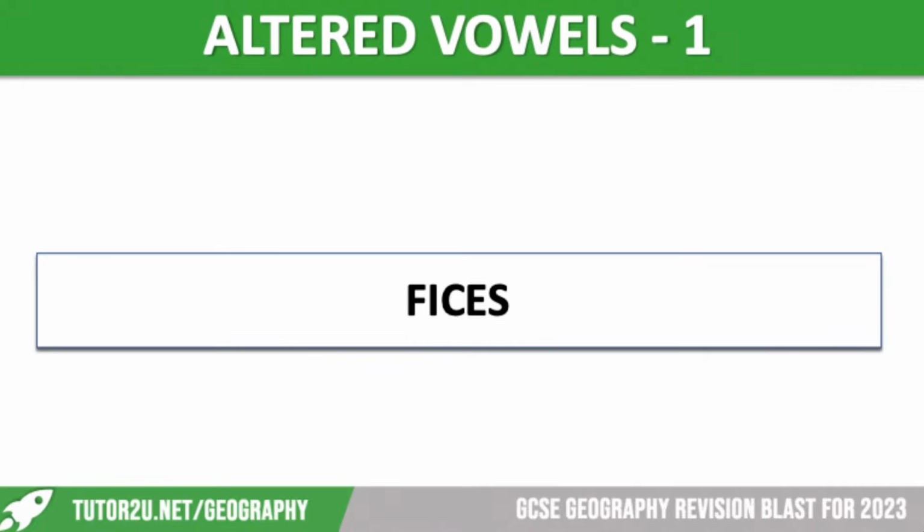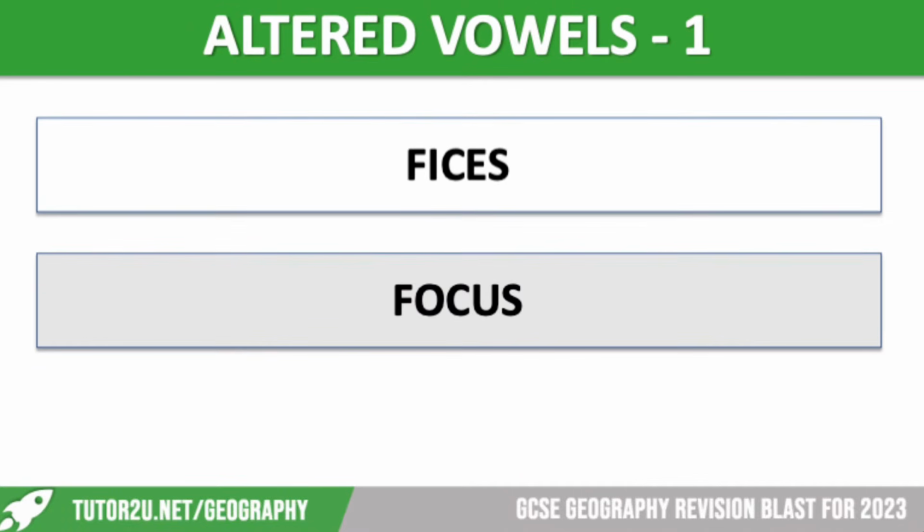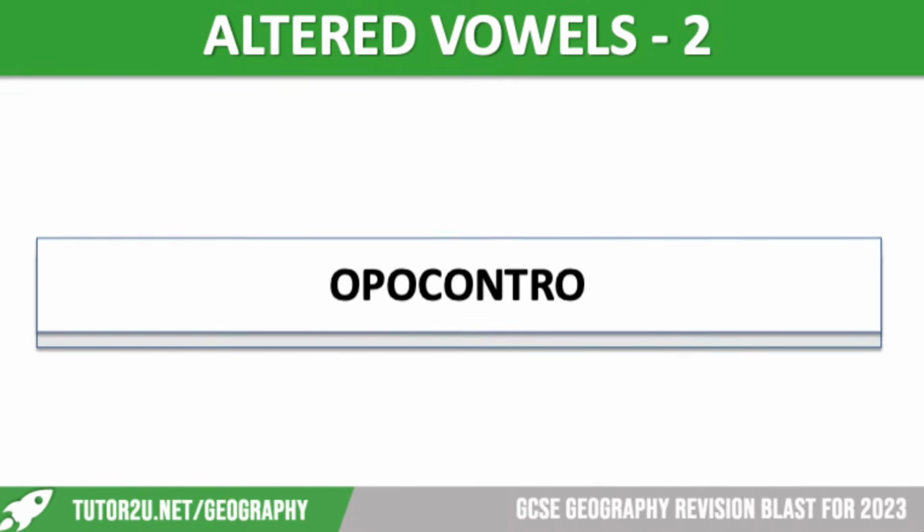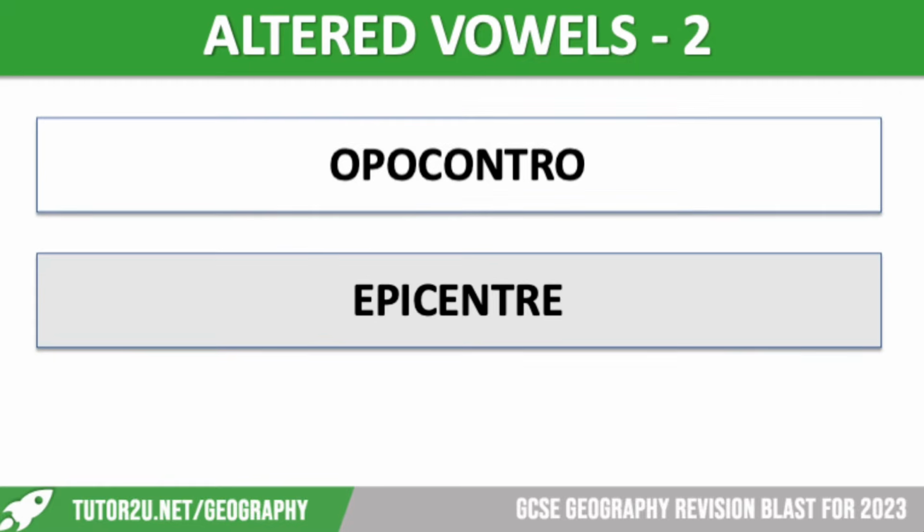Let's reveal. It is the focus. This is a point below the Earth's surface when the rocks give way in an earthquake. Number 2 is on the screen now. Okay, let's reveal. It is the epicenter, so this is the point directly above the focus where the earthquake hits worse.